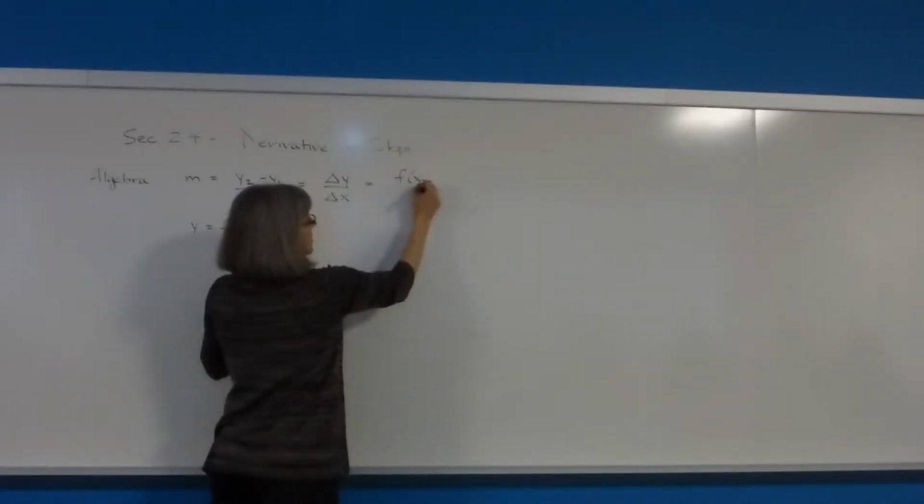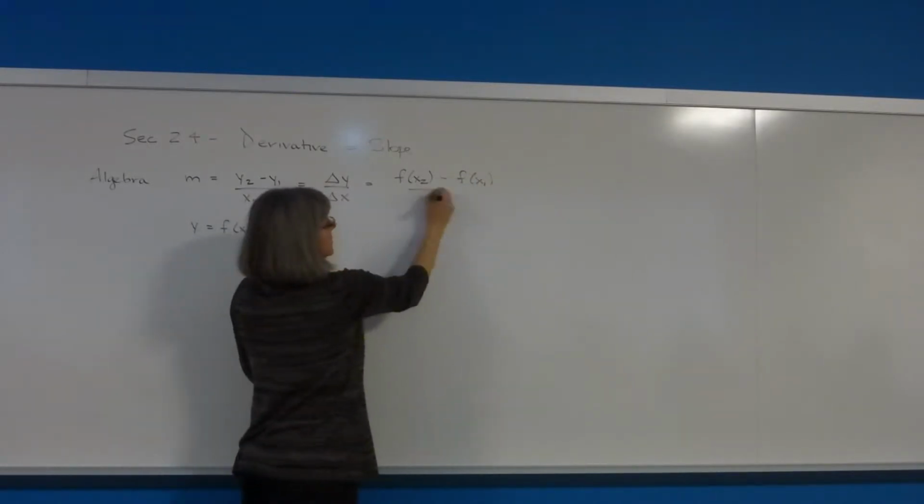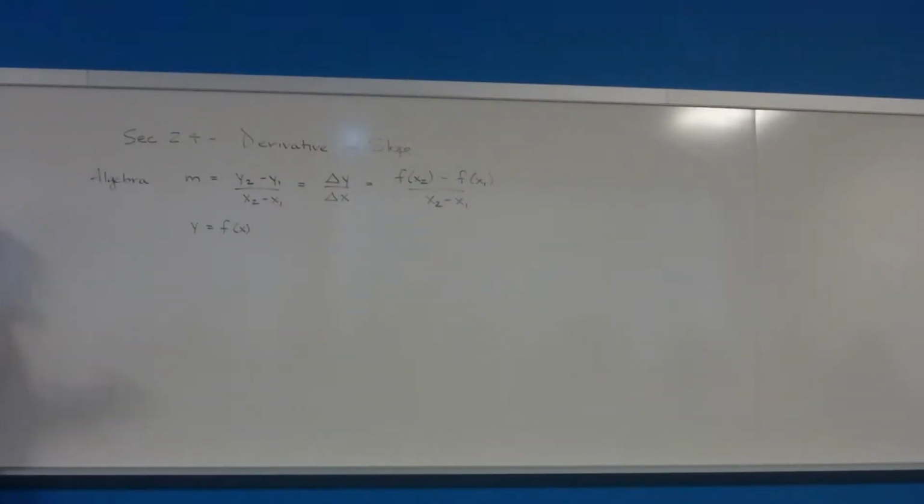Delta just means change in. Some of you may recognize that from chemistry, change in temperature, delta T. So delta just means change in. If I have defined y equals f of x, I can write this even one more way. How do I find y2? Well, I just put x2 into the function. So we'll have f of x2, that's just the y value, minus f of x1, that's the other y value, divided by x2 minus x1. Okay, so this should be very familiar. This is all just algebra.